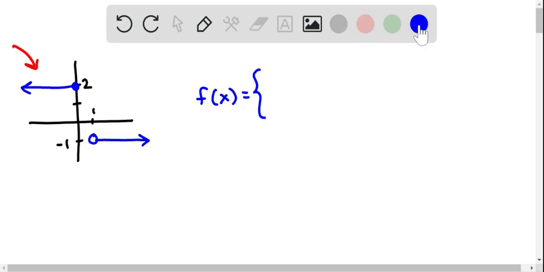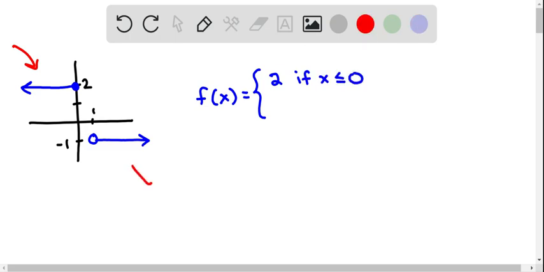So that's a horizontal line at a height of 2, so its equation would be f of x equals 2. And for its domain, it looks like that piece covers x values from 0 on down to negative infinity. So we can say if x is less than or equal to 0.